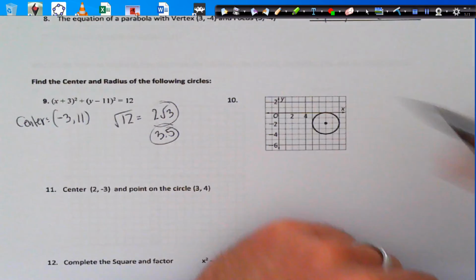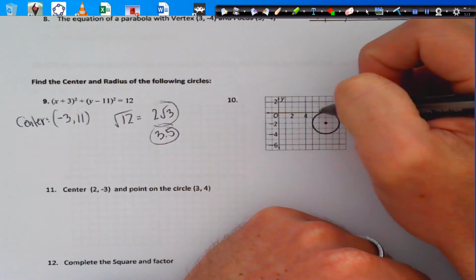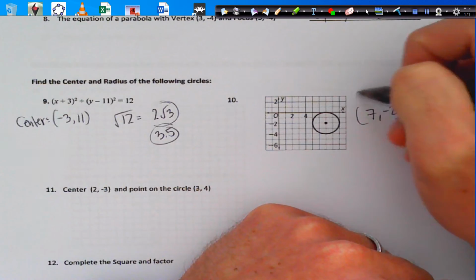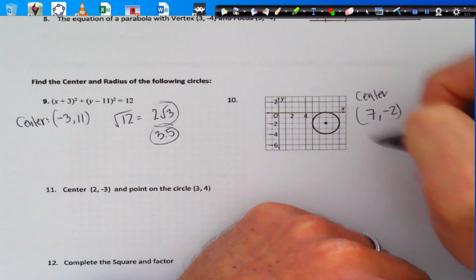This one right here, the center, you just kind of have to count to it. 4, 5, 6, 7 on the x, negative 2 on the y. So there's your center. And the radius is 2 units.